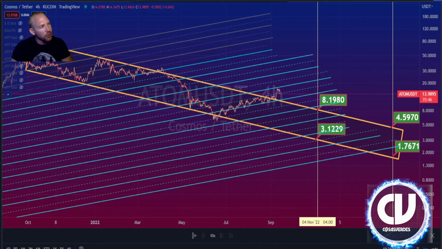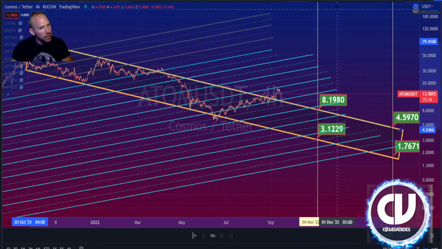I'm going to do this for Atom. So you have a couple things going on here. You have a descending channel, which it spent a lot of time in, but you also have these origin lines, which clearly are working better. Two different types of structural analyses here.